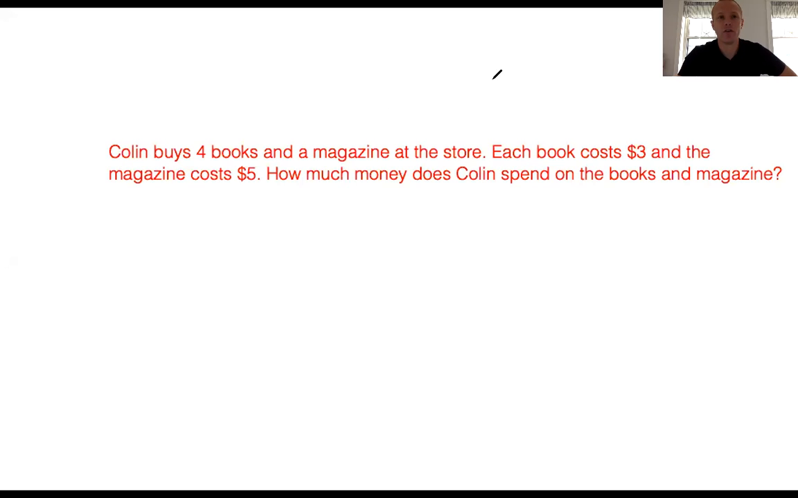I've set up three problems for you that I want to walk through. They're very similar to ones that were on the problem set, which means they're also similar to ones that you will see on the homework. So this first one says, Colin buys 4 books and a magazine at the store. Each book costs $3 and the magazine costs $5. How much money does Colin spend on the books and magazine? So as you'll see, we can't just multiply, like we can't include the magazine with the books when we're doing our multiplication, because it doesn't cost the same amount as each book. So we have to solve this in two parts.